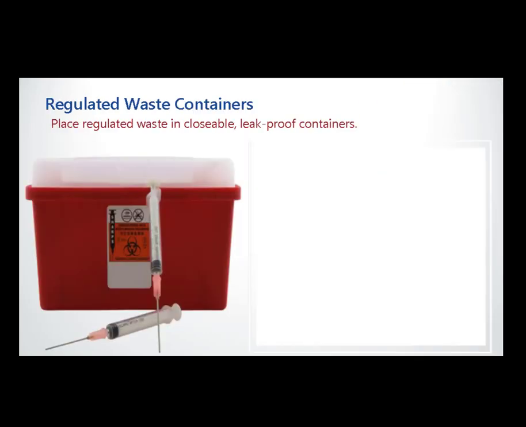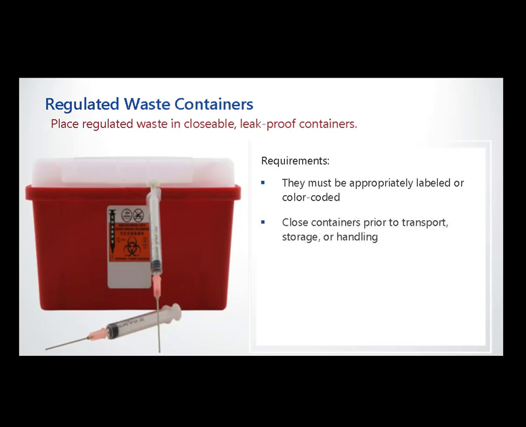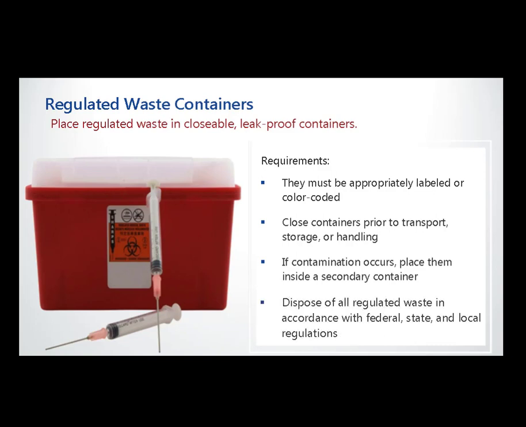Place regulated waste in closable, leak-proof containers. These are constructed to contain all contents and prevent leakage of fluids during handling, storing, transporting, or shipping. They must be appropriately labeled or color-coded. Close containers prior to transport, storage, or handling to prevent spilling contents. If contamination occurs outside the container, place them inside a secondary container for storage, shipping, and transport. Dispose of all regulated waste in accordance with federal, state, and local regulations.